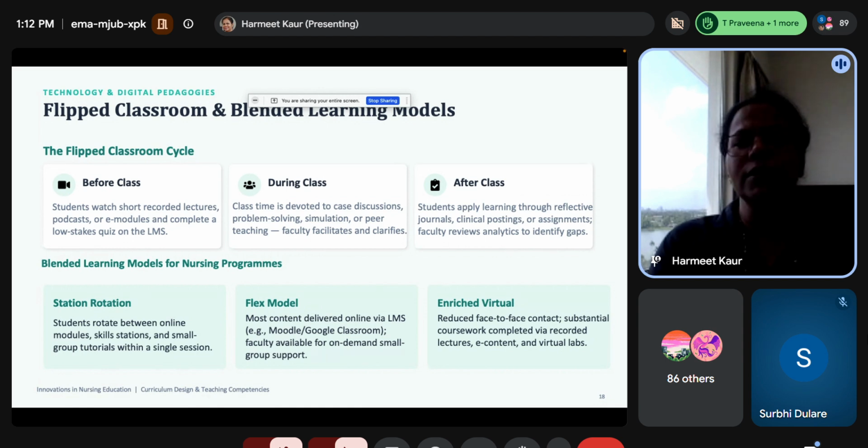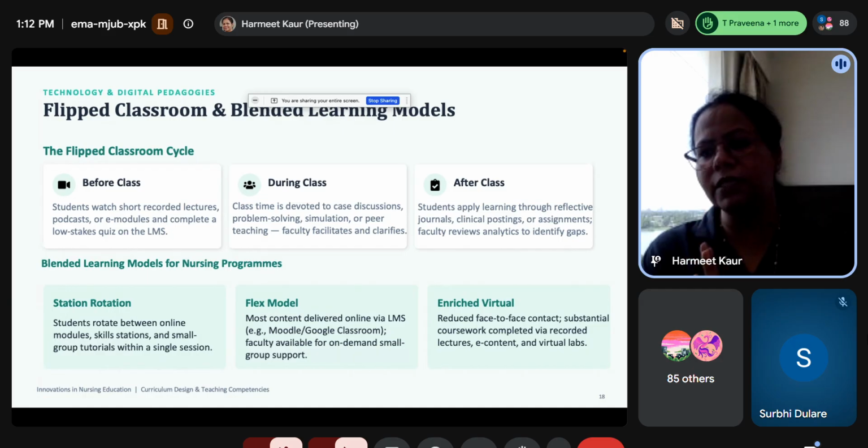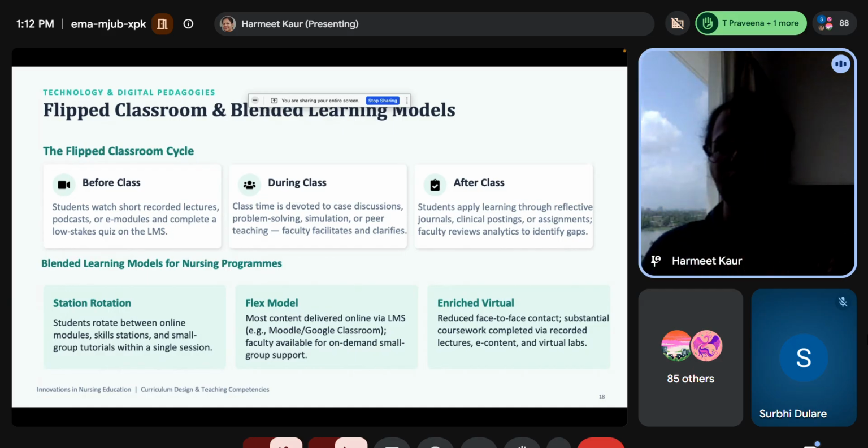Okay. And then faculty reviews the analytics and sees where the gaps are remaining, and if you feel a particular gap is remaining, then in the next class, in the first 10 minutes, you can cover that. So that is what happens where you send some recorded lectures, videos, podcasts, or e-modules before the class, so that the student is prepared for the class, and then the class is utilized for interaction rather than just teaching them basics.